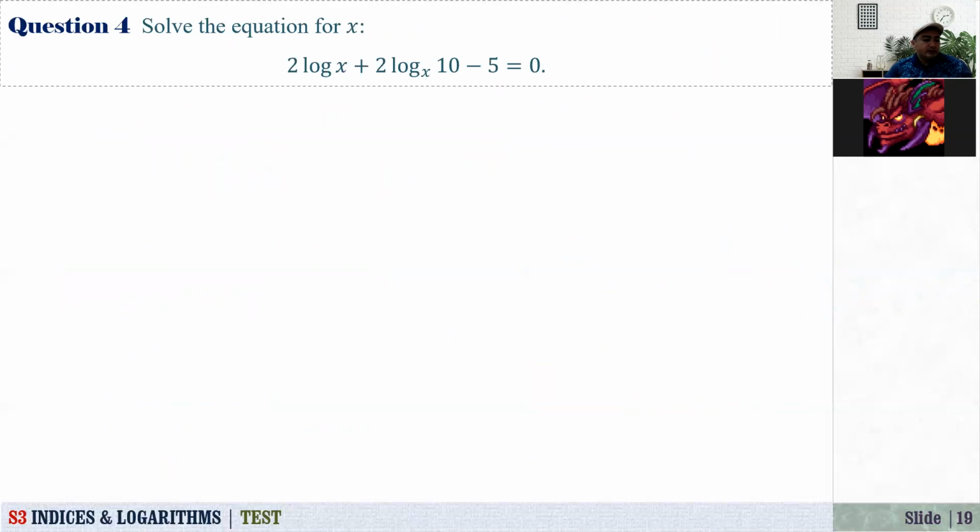Okay. Next question. We have 4, 5, 6, 1, 2. Okay. Let's try to finish everything. Solve the equation for x. 2 times log x plus 2 times log 10 to the base of x minus 5 equals 0.